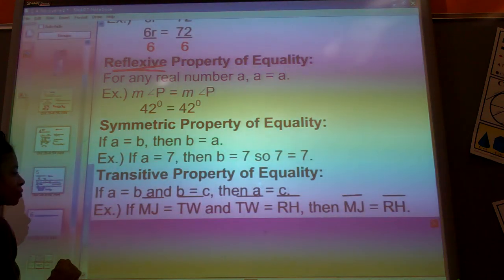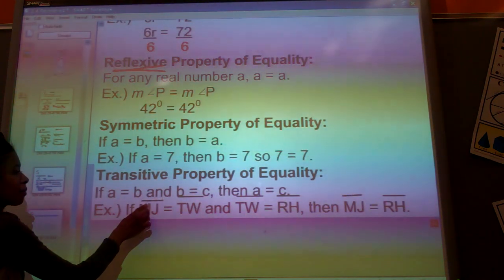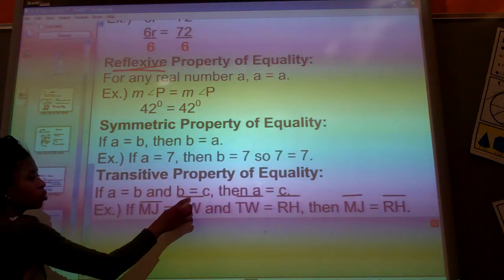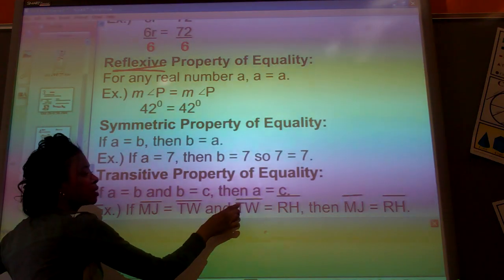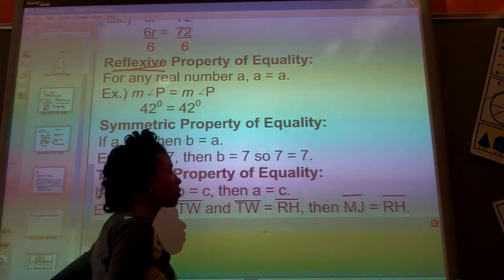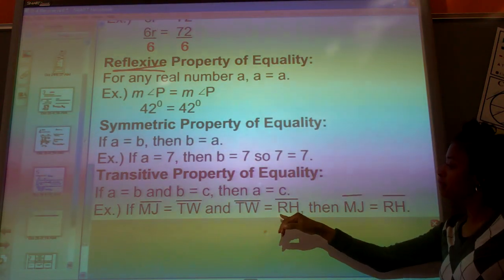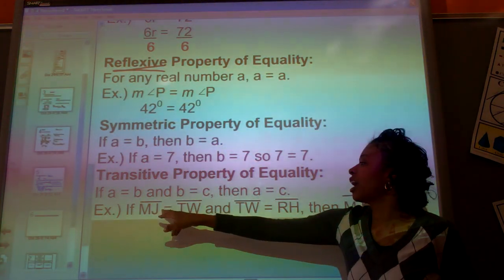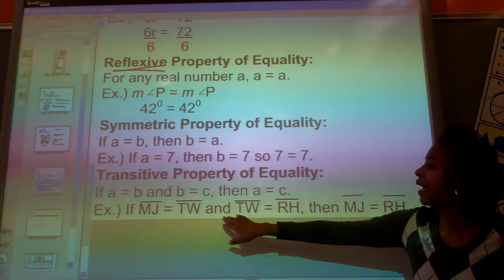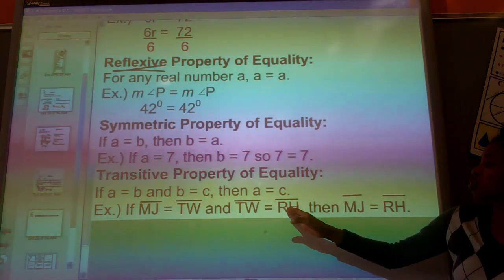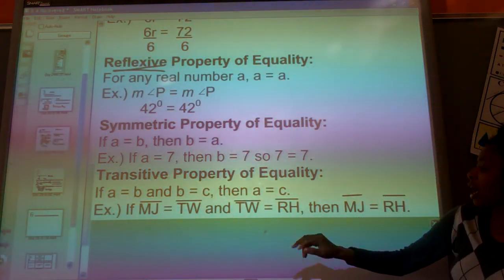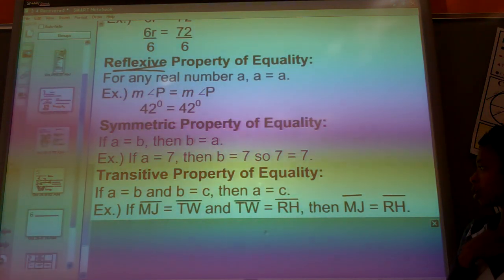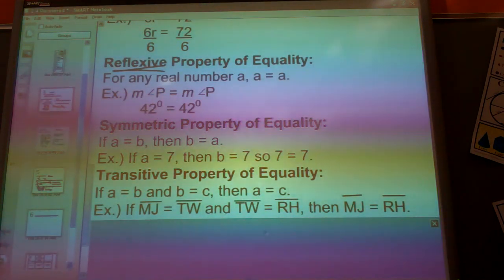All right, and here we have, if segment MJ is equal to TW, and segment TW is equal to RH, then that means, let me say that again, if segment MJ is equal to segment TW, and we also know that TW is equal to RH, another different segment, that means that MJ and RH have to be equal to one another. So then MJ is equal to RH. All 3 segments are congruent.